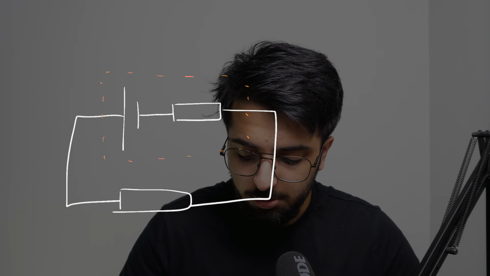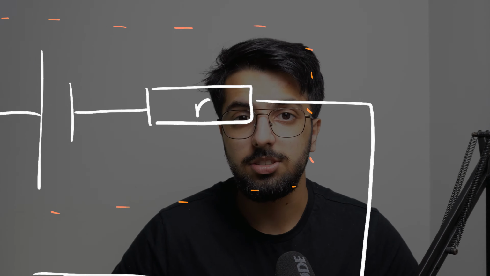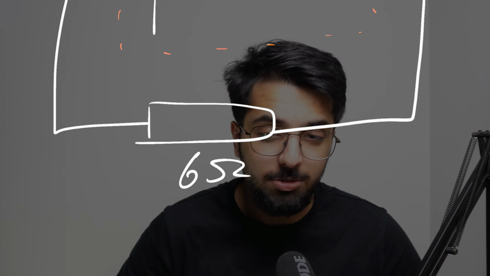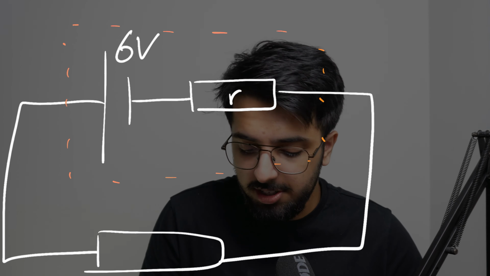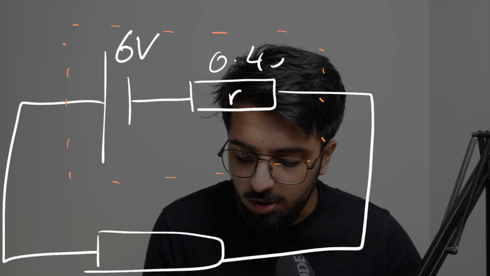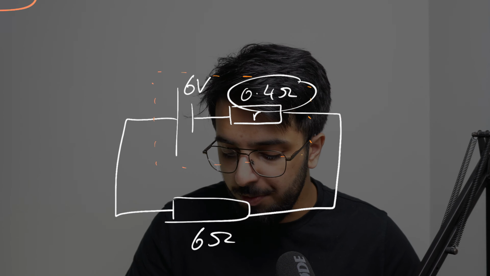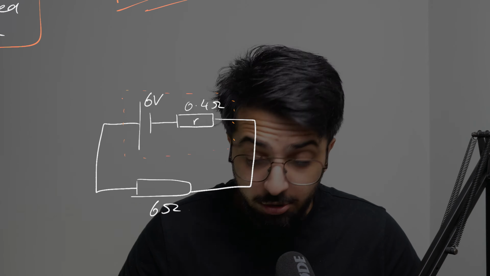We can denote this resistor as little r, to denote the internal resistance of the circuit. So let's say our power supply provides 6 volts, our external resistor has 6 ohms of resistance, and let's say our internal resistor has a tiny amount of resistance, 0.4 ohms. Remember, what this means is that the total resistance of our wires and our power supply add up to 0.4 ohms.